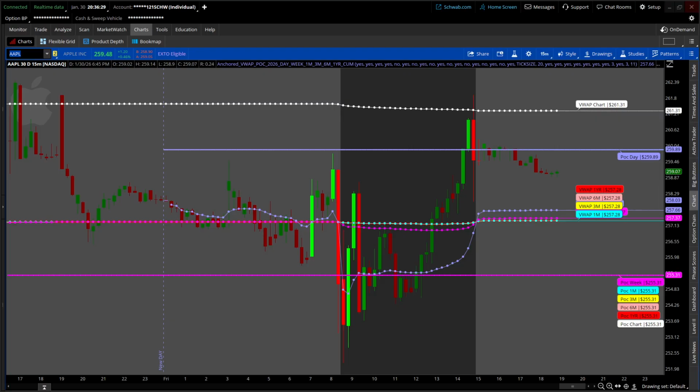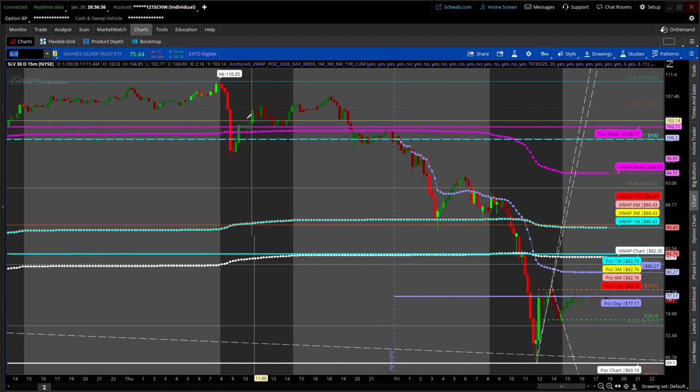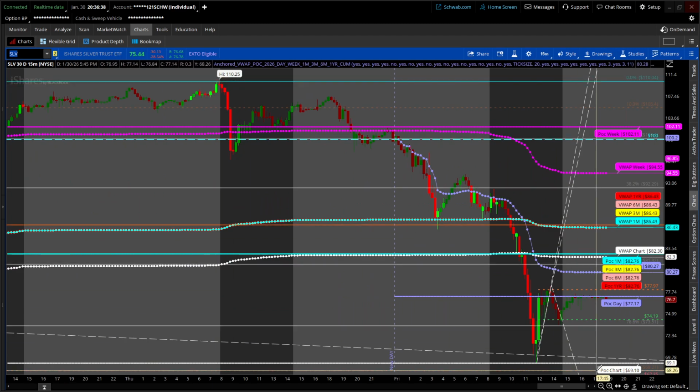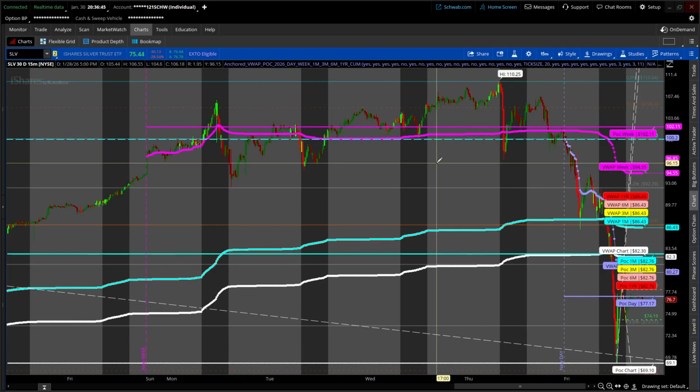So one of the stocks that's been parabolic is silver, SLV. And you can see right now it just completely fell out from 110 all the way down to 69. That's why our chart point of control is.